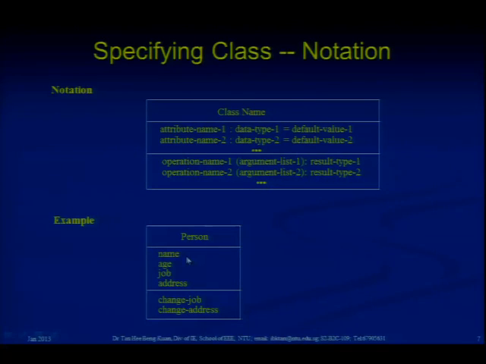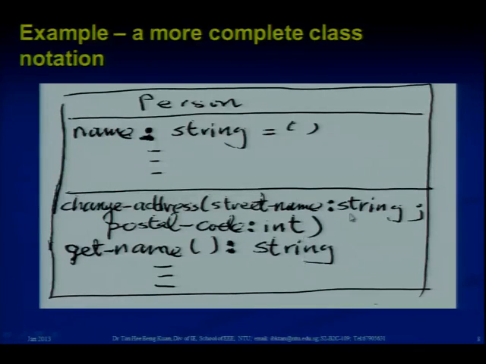So we define this Person class to model and specify each and every person. So myself is an instance of this class, and yourself is also an instance of this class. A person can change job, a person can change address. That's why we have these two operations here. This is the simplest example. We have a more complete example here, also to define the Person class.